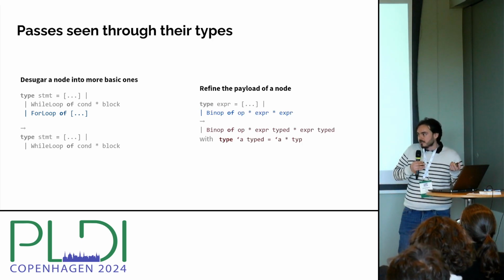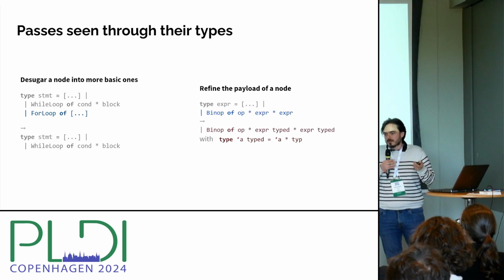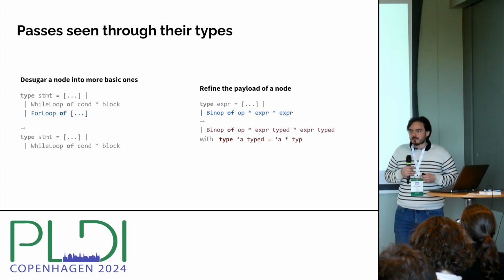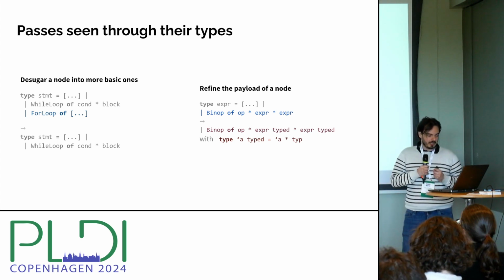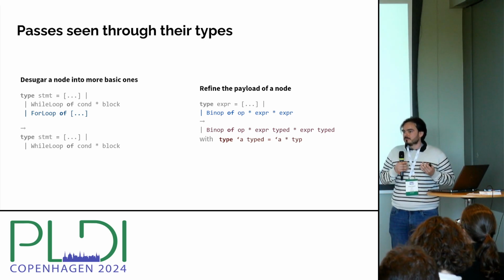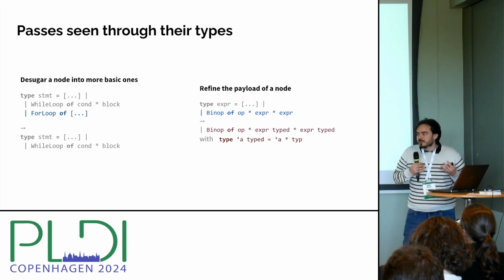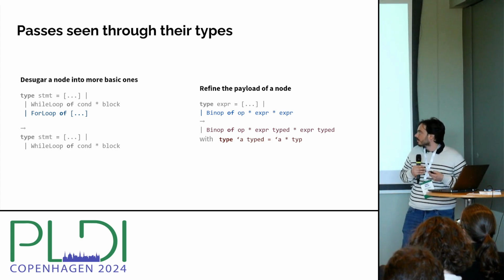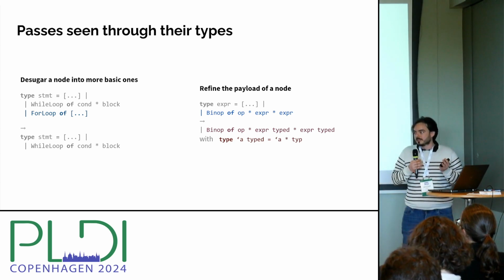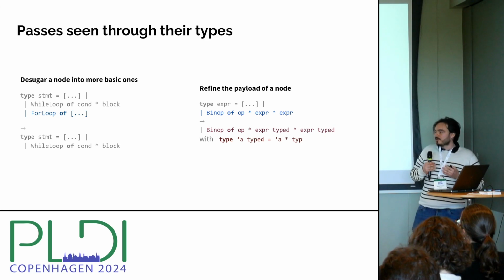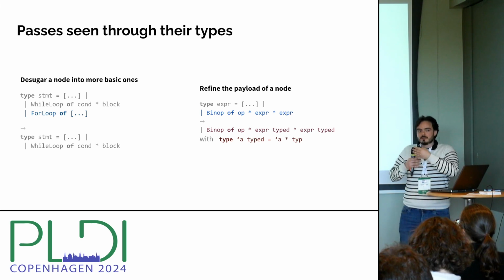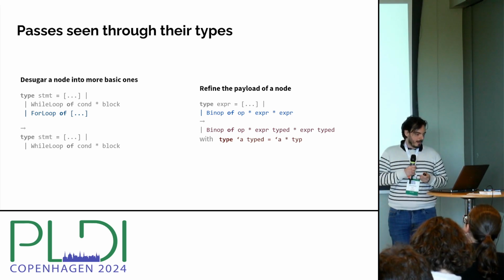Another possibility would be to refine the payload. What I call the payload is basically the types of the subterms of the constructor Binop, for example, here. And in this pass, we are simply adding the typing information of the subterms. So at the start, you had expressions without information about their type, and the pass is simply refining that by adding this pair, 'a * typ, which is the type of the expression.